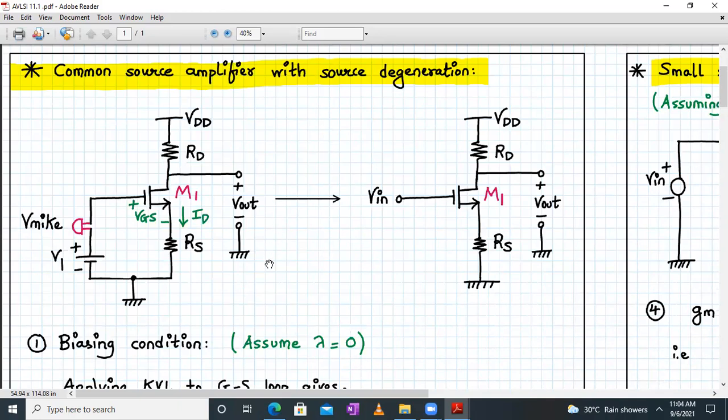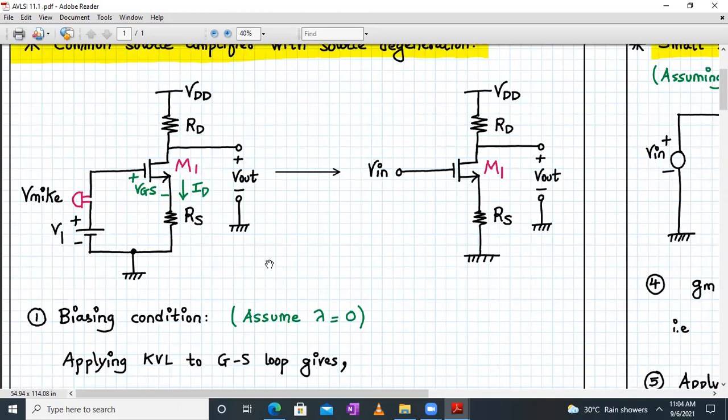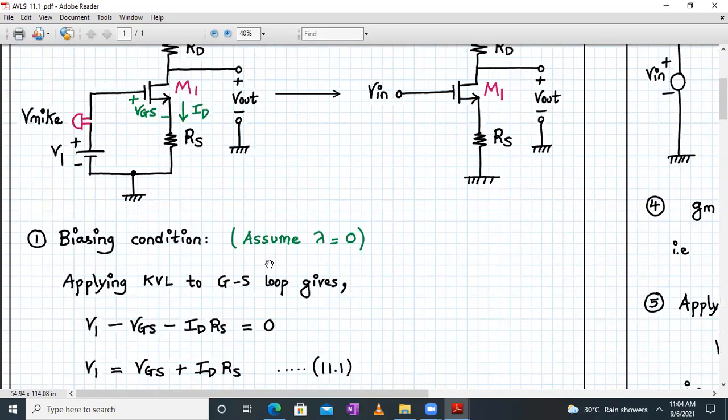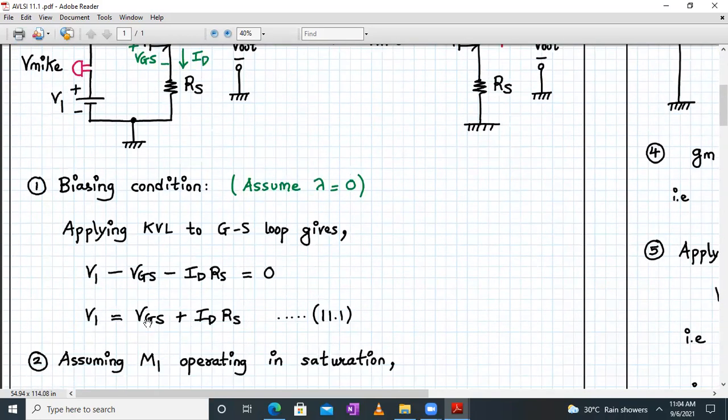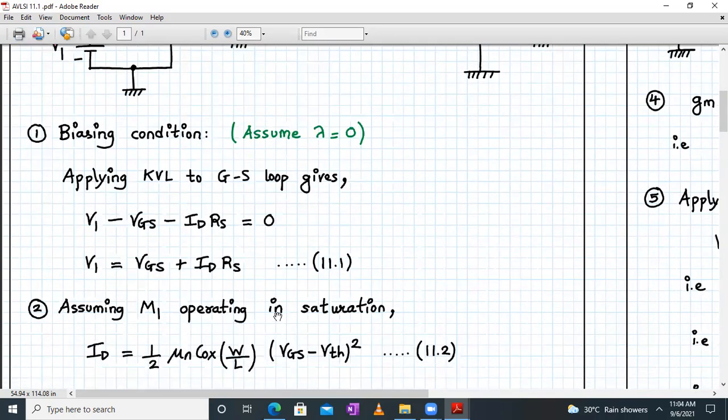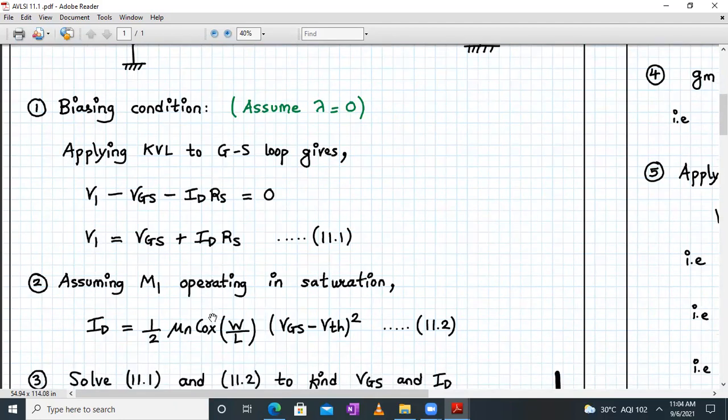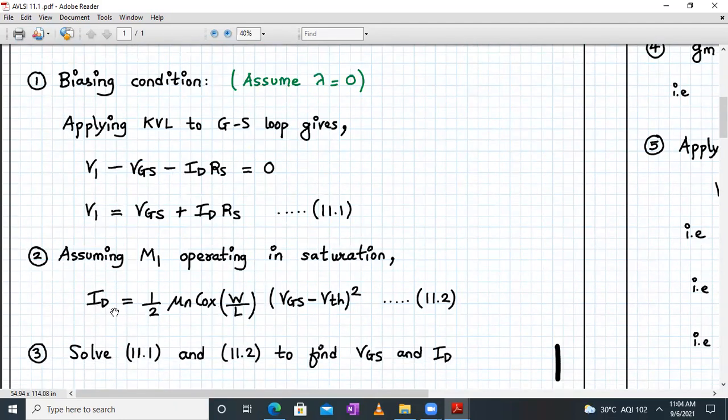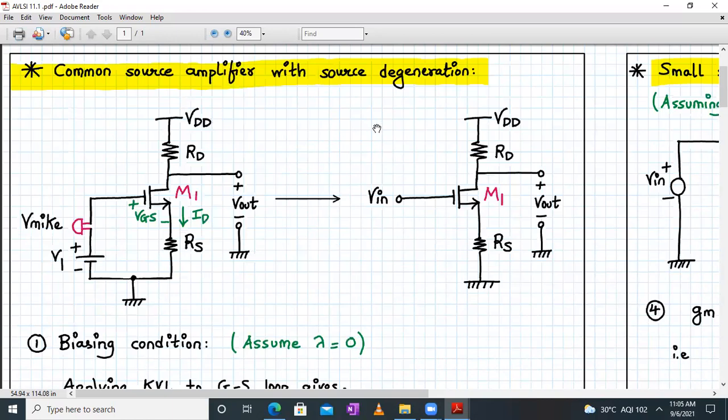I'll just glance through the topic once. We were checking the biasing conditions for lambda equal to 0. First we found the expression for V1 in terms of VGS and ID, and we know that the unknowns here are VGS and ID. Then in the expression for ID, we again have two unknowns, ID as well as VGS. So we solved equations 11.1 and 11.2 to find the values of VGS and ID. Okay, so this was about the biasing condition.